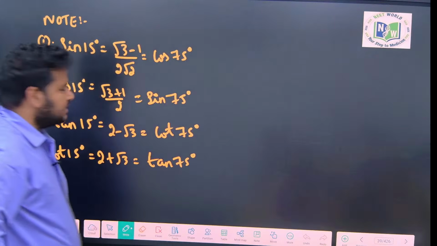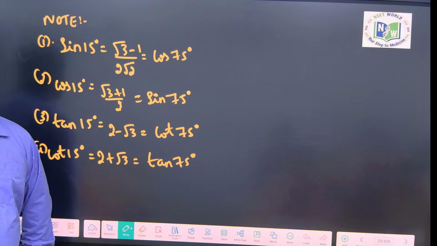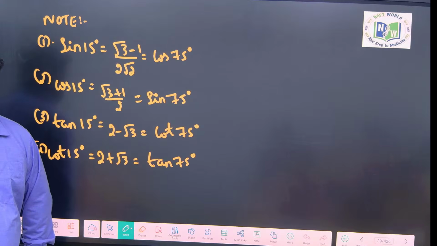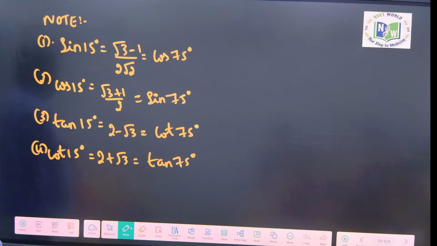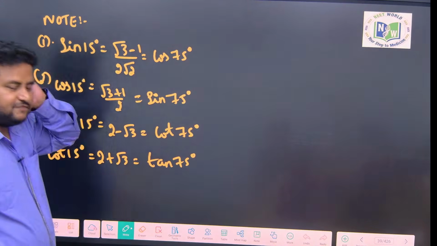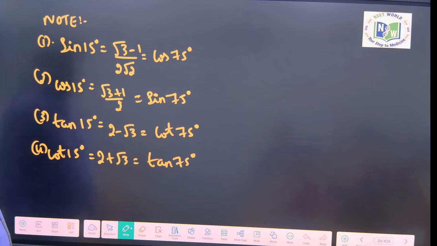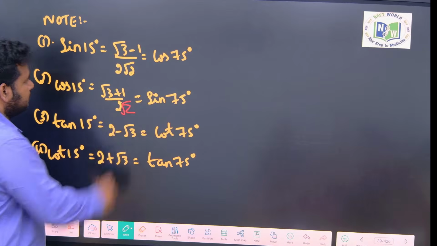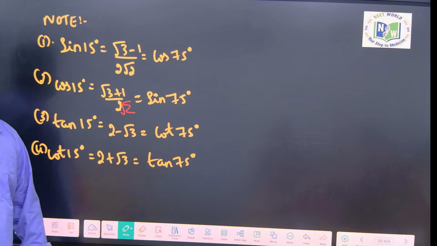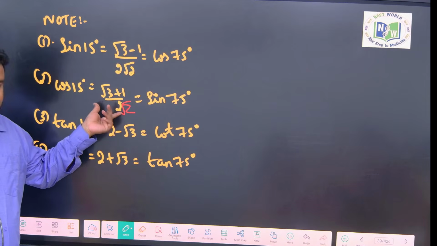Now see here, certain angles you have to remember. So 15 degree, 18 degree, 54 degree, 72 degree, and 75 degree you have to remember. Apart from 0, 30, 45, 60, 90, 180, you have to remember these also. So sin 15 degree is root 3 minus 1 by 2 root 2. Here root 2 should come. So cos 15 degree is what? Root 3 plus 1 by 2 root 2, that's all.